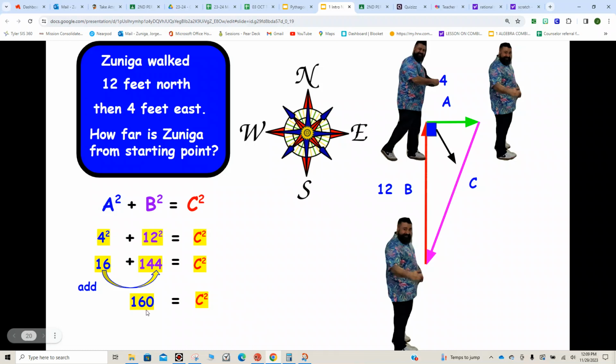And in order to find out what the C is, because remember this has a square on it, we're going to square root both sides. And the magic that happens here is it cancels. So all we're left over with is C. And the square root of 160 is 12.6.